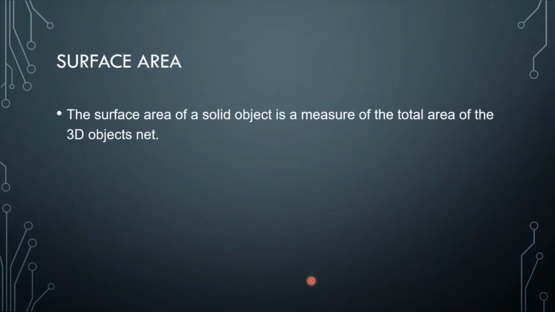We're now done with volume. Let's move on to surface area. Surface area of a solid object is the measure of the total area of an object's net. I'll show you what an object's net is.